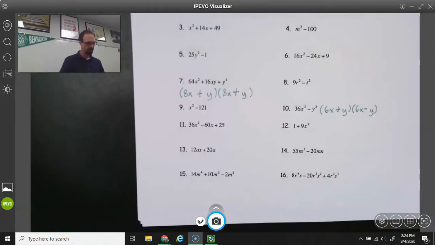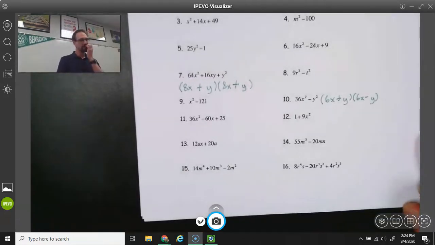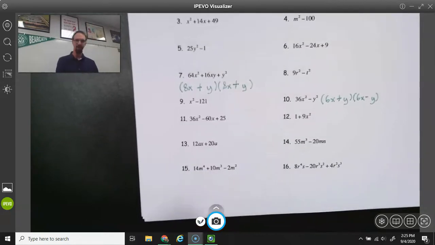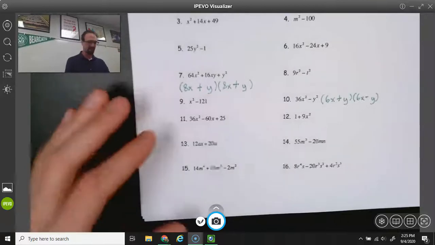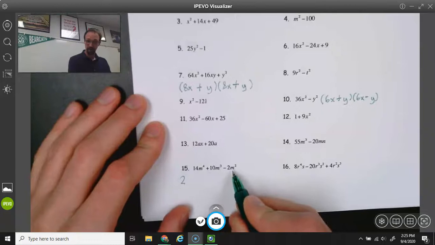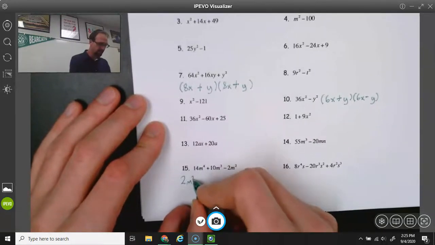The next one I want to go over is 15. This one looks a little bit tricky, and a lot of students jump in thinking, we just did factoring perfect squares, so why isn't this a perfect square? Let's check for a second. I can take a GCF out of this first. The greatest common factor is 2. I can take a 2 out of all of these, and an m squared. Let's see what I'm left with.